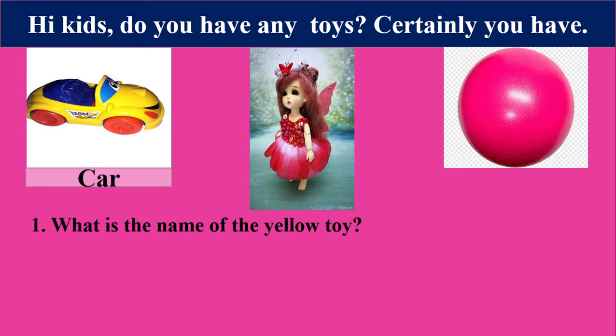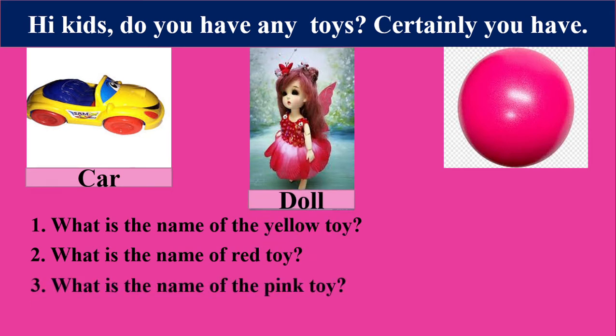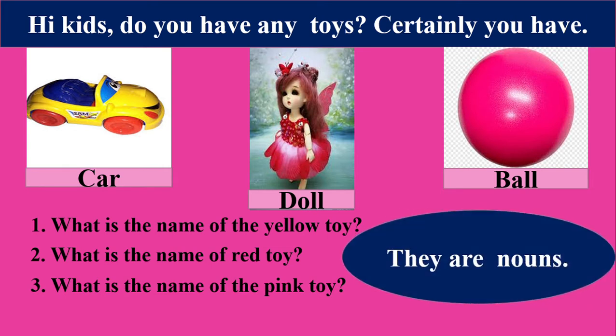What is the name of the yellow toy? Yes, it's a car. And what is the name of the red toy in the center? Yes, it's a doll. And what is the name of the pink toy? Yes, it's a ball. And all these are nouns: car, doll, ball. All these three are nouns. Why? Because they are the names of the toys.